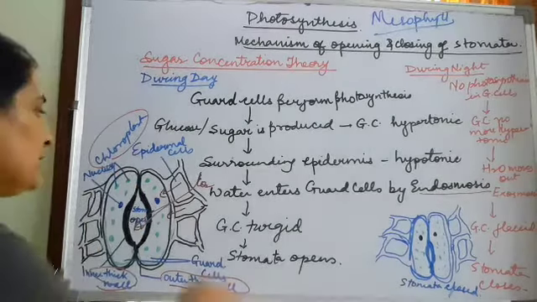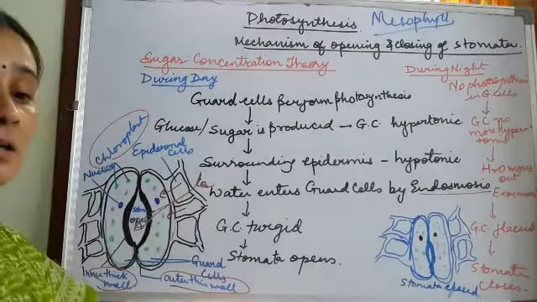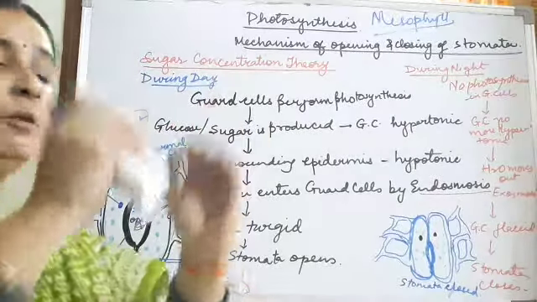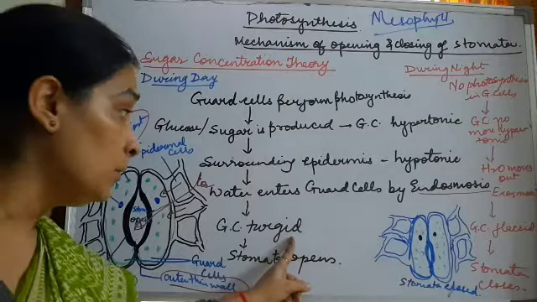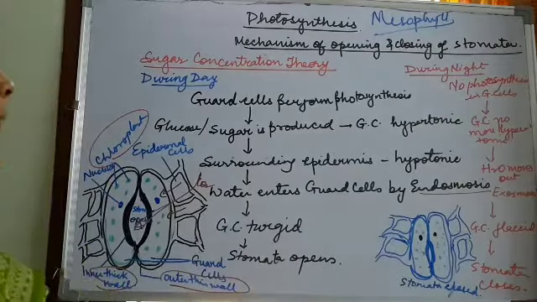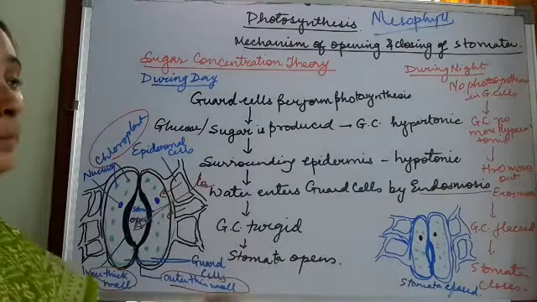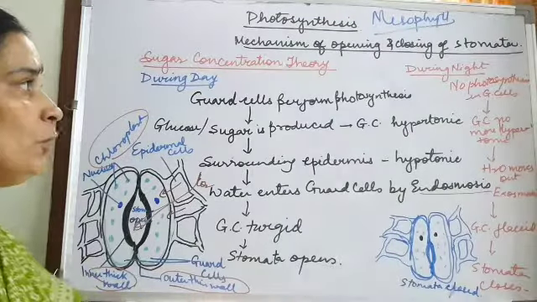When the water moves inside, these guard cells become turgid and the result is there will be a stretch, and it will open. So guard cells turn turgid and the stoma will open. That will result in the opening of stomata and the further process will go on.